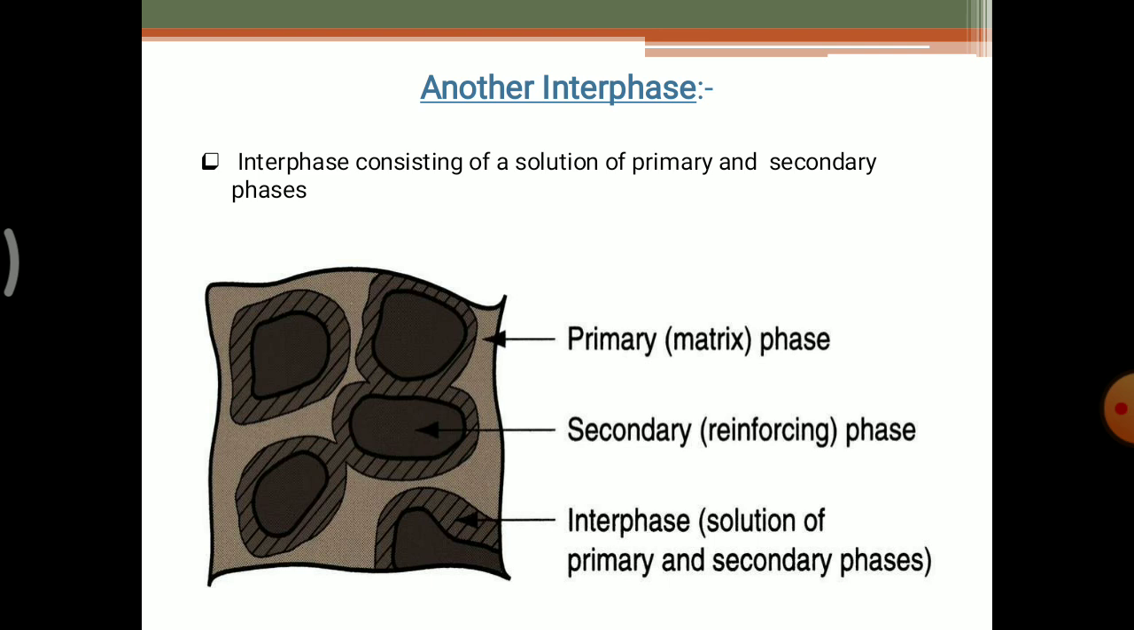And this is another type of interface, and this interface consists of a solution of primary and secondary phases only, which is a mixture of the primary and secondary phases only. So in the picture you can clearly see the difference.